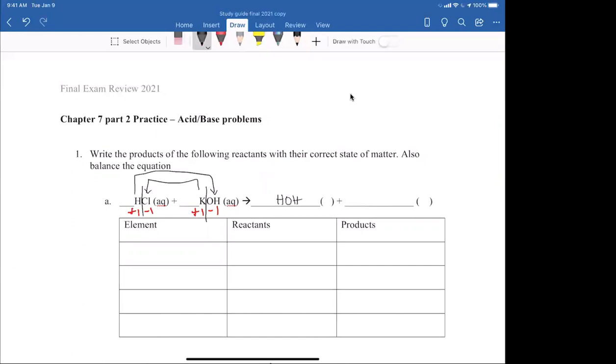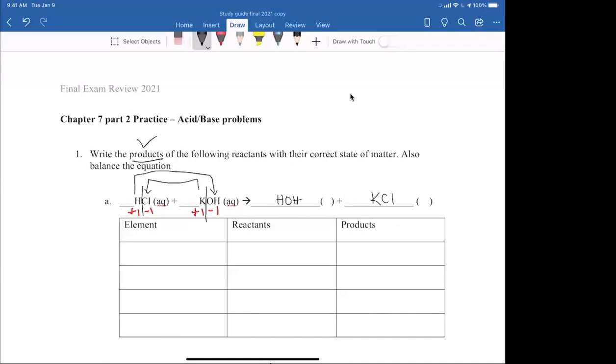Next one. K is +1. Cl is -1. Reminder, positive always goes first. No matter what, positive always goes first. Do those charges balance? Do we need more of something? Yeah, they balance, exactly. So we just need one of each. Okay. So we wrote the products.